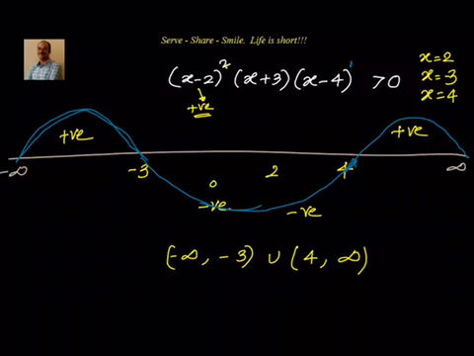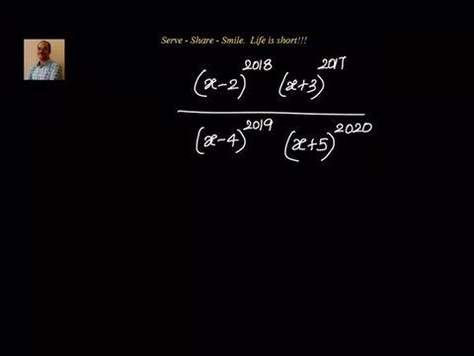Let's do one final example before we wrap this up. Now let's look at this example: (x minus 2) whole to the power of 2018 into (x plus 3) whole to the power of 2017, divided by (x minus 4) whole to the power of 2019 into (x plus 5) whole to the power of 2020. I just created a random problem for you. So let us see now in this case what happens.